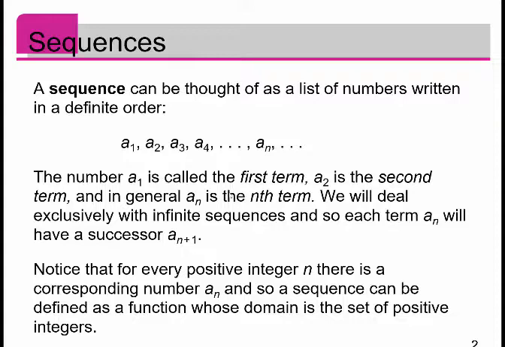We will deal exclusively with infinite sequences. Each term a sub n will have a successor, a sub n plus 1. So there won't be a finite number of terms in our sequence. It'll go on forever. That's called an infinite sequence. Notice that for every positive integer n, there is a corresponding number a sub n. A sequence can be defined as a function whose domain is the set of positive integers. There's no a sub negative 1. It's just the positive integers.